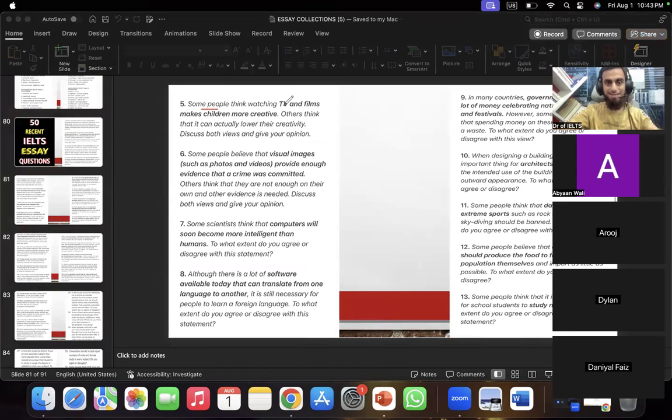Some people think watching TV and films makes children more creative. Others think that it can actually lower their creativity. Who would like to tell me this in a paraphrase, in your own idea, by avoiding "and" and "but", and using some alternatives like "not only but also", or "while", or "whereas"? Yes, who would like to try?